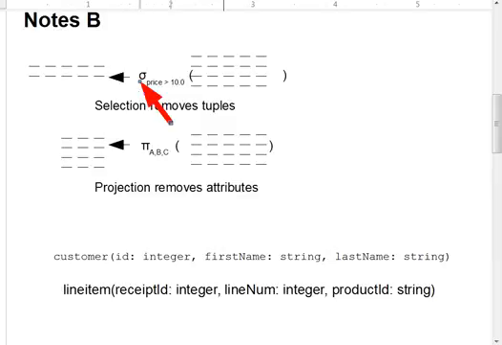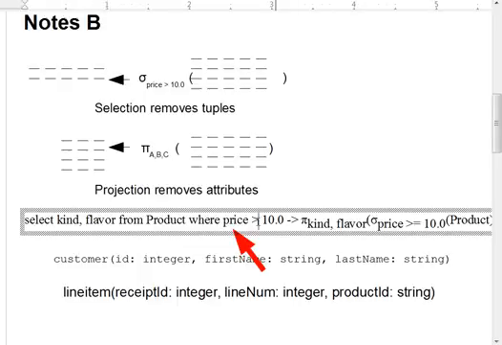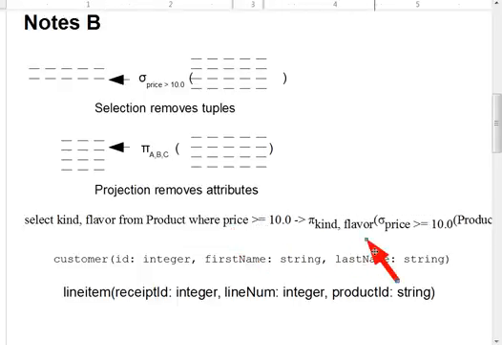And of course, you can compound these operations into larger algebraic expressions. For instance, the relation that gives just the kind and flavor of all products costing $10 or more is translated from SQL, select kind, flavor from product where price is greater than or equal to 10.0, to relational algebra, project kind and flavor from select price is greater than 10.0 on product.